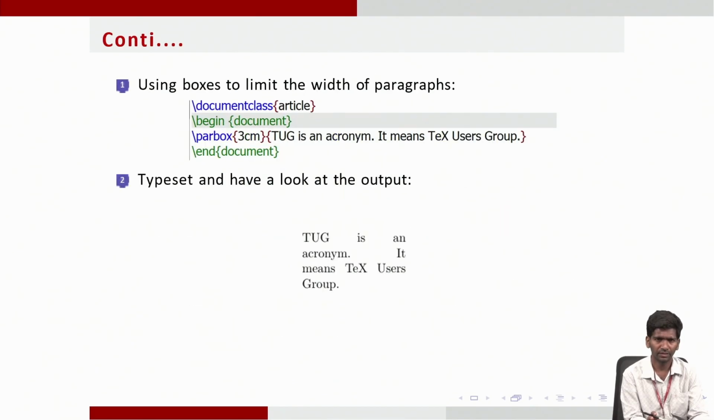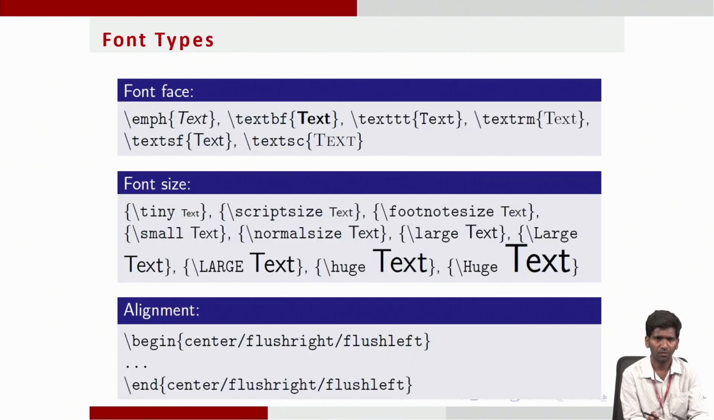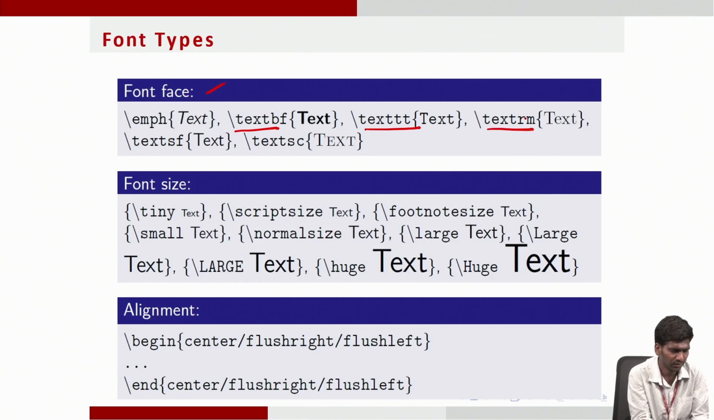Okay. Then next we are going to see what the font faces are. In Word, we can change the font to Times New Roman, Arial, Georgia, and similar. But in LaTeX, how can the font faces be changed? If you want to create your text in bold, you use \textbf, \texttt, \textrm. These are all the tags that can be used for font faces.